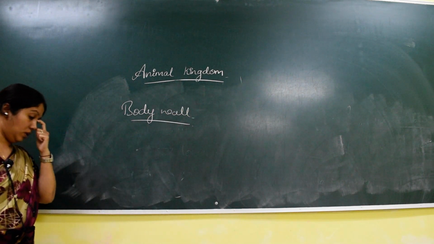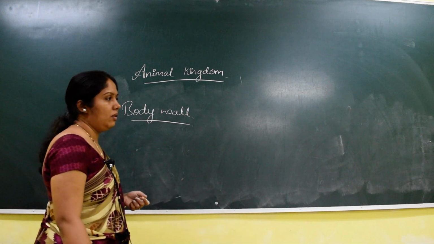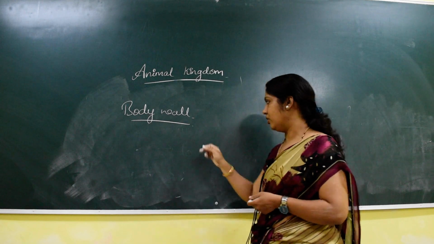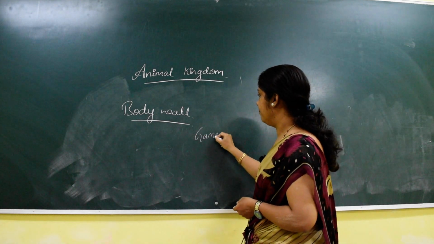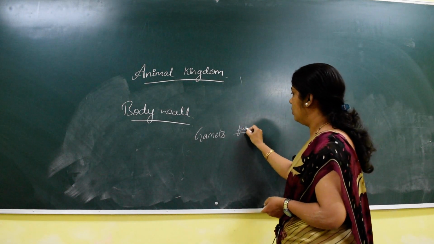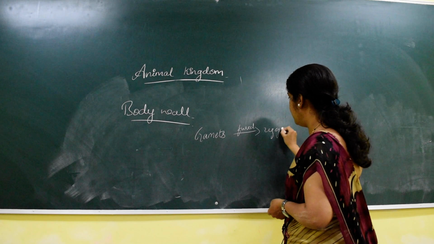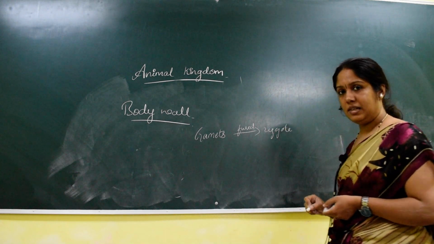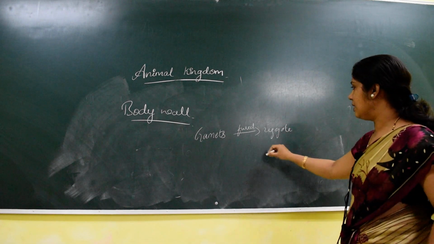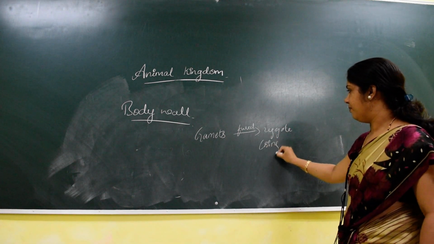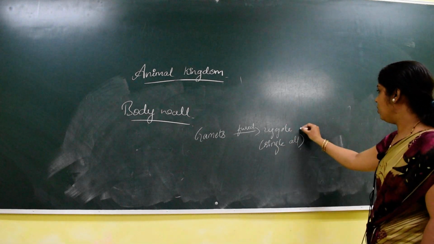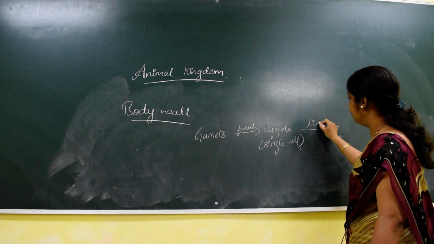So what is this body wall? When the organism, when the gametes are fused, it results in a formation of zygote. Zygote is a single cell. The gametes are also single cells. The nuclei of the gametes are fused to form a single cell, zygote. Now this zygote will undergo repeated division.